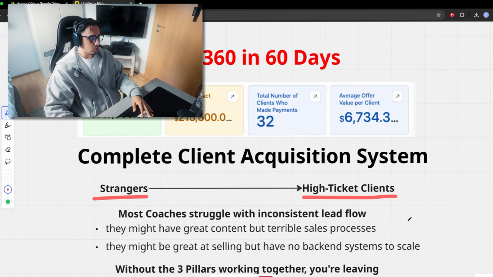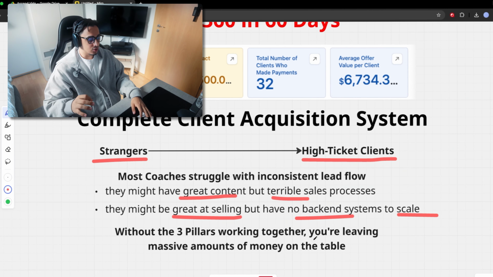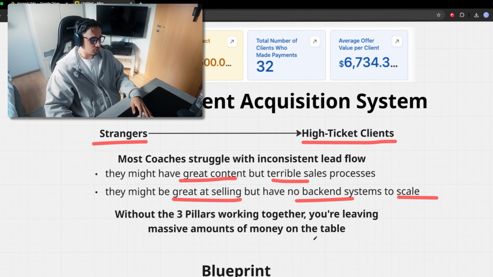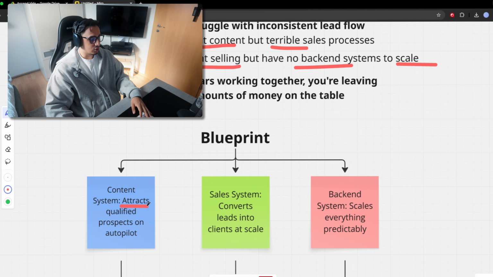The problem most coaches struggle with is inconsistent lead flow. They might have great content but terrible sales processes. They might be great at selling but have no back-end systems to scale. Without all three players working together, you are leaving massive amounts of money on the table. So at the end of the video, you will have a content system that attracts qualified prospects on autopilot, a sales system that converts leads into clients at scale, and a back-end system that scales everything predictably.